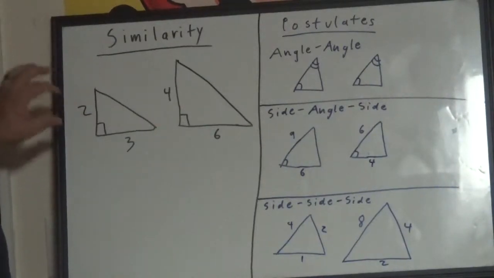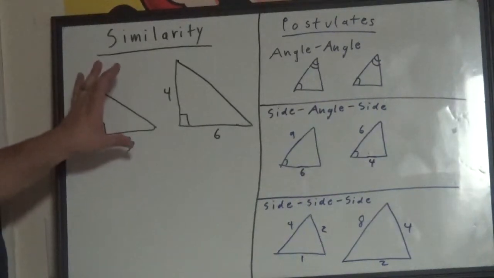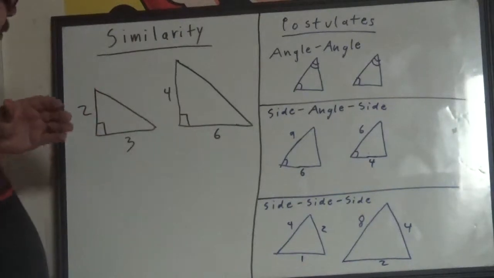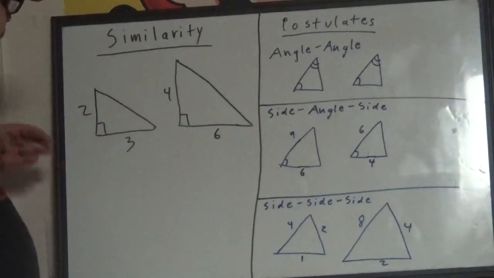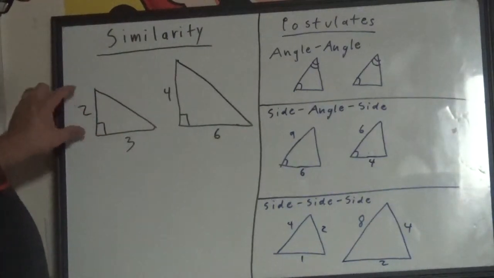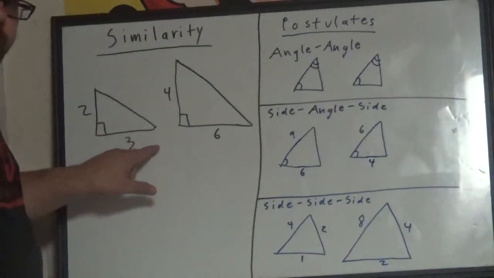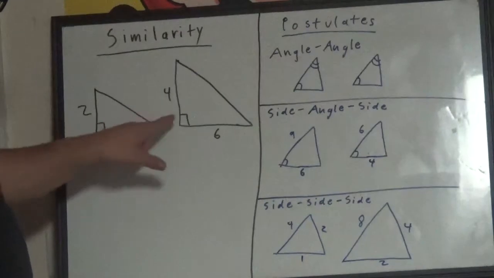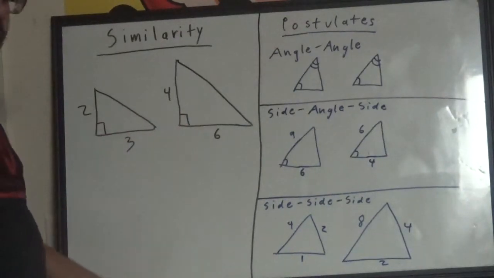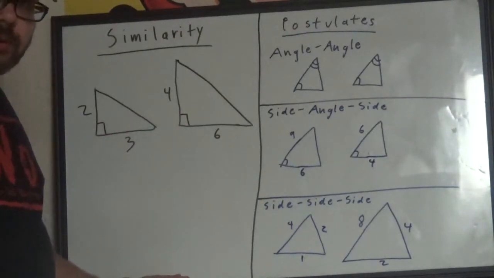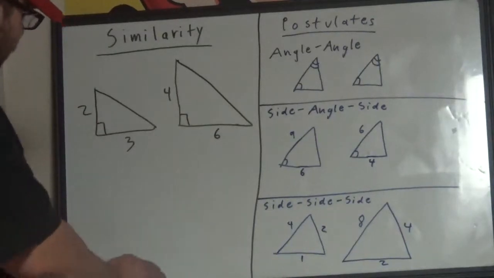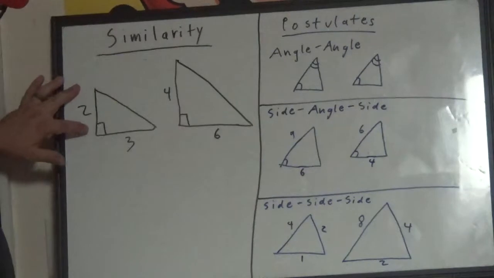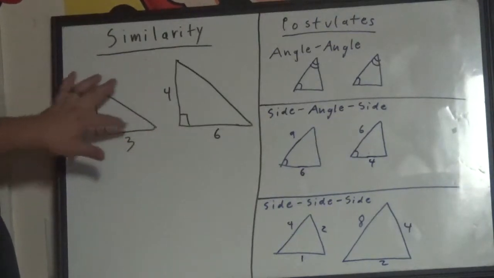So, if you have two polygons, and in my examples they're going to be triangles, but it works for, in general, two polygons, that have two proportionate sides and one congruent angle, then the objects are similar. So if we're talking about two triangles, we can check to see if these are similar.